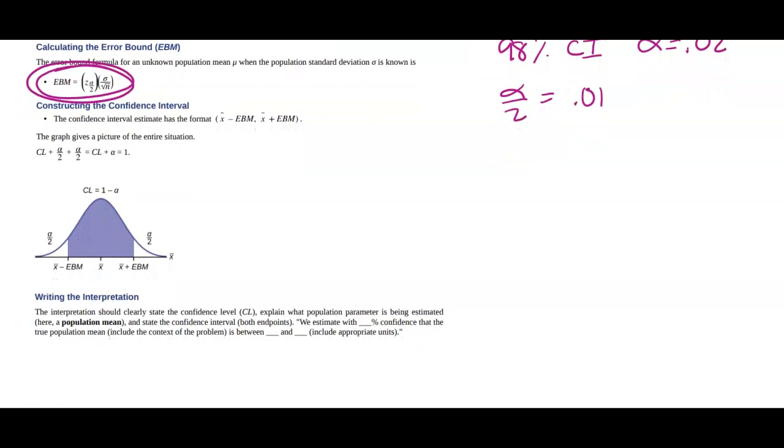Here is what we're going to say for our sentence stem. We estimate with blank percent confidence that the true population mean, and give it some context, is between these two values. And you can see we kind of made that diagram already in the notes, but this is the same diagram right here.